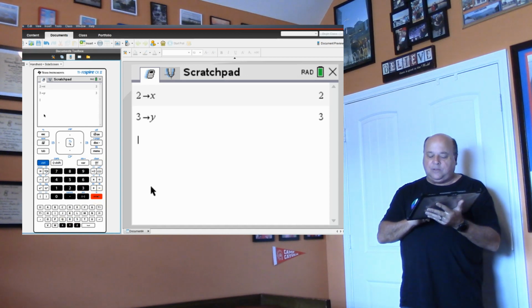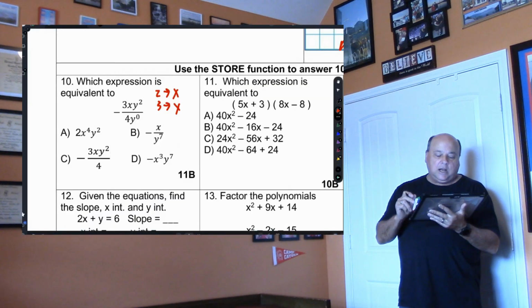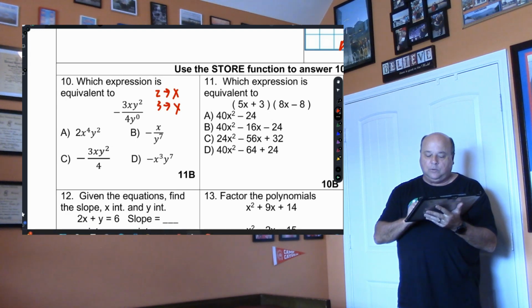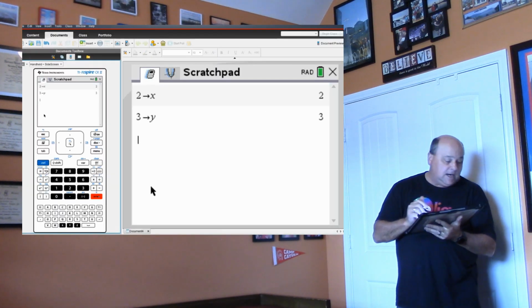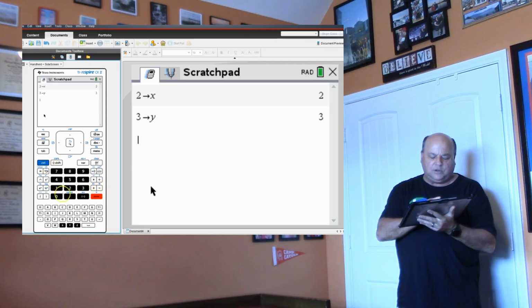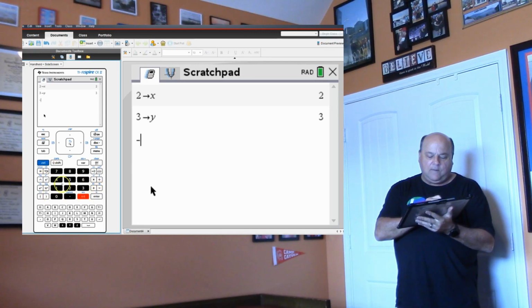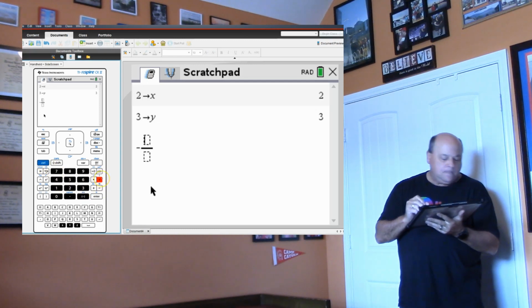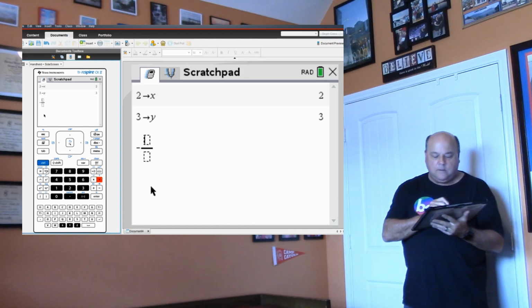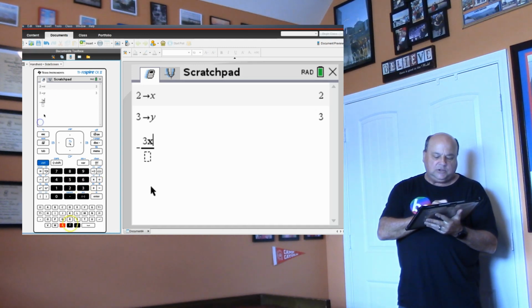Now I'm going to type in the problem. The problem is negative 3xy squared over 4y to the 0. So I'm going to go to my calculator and type it in. I'm going to put a negative in first, and then hit control divide. Now I need to type in the problem: 3xy squared, so 3xy to the second power.